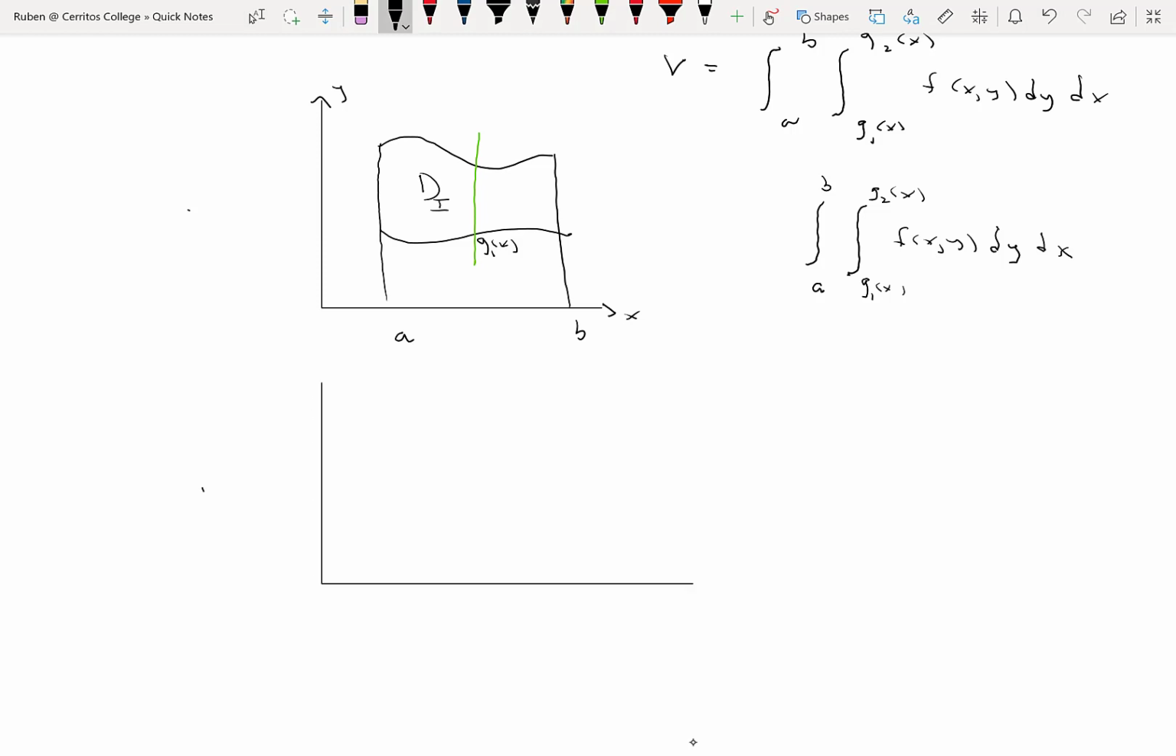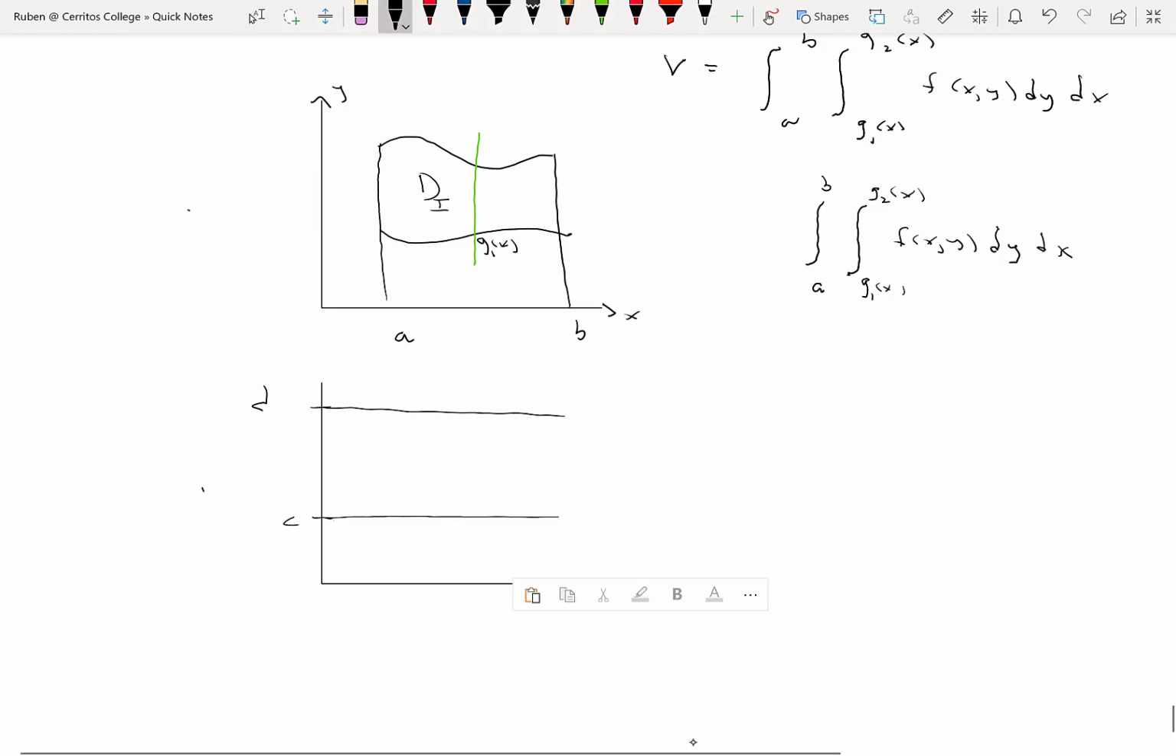The type 2 region has the y values varying between two constants, c and d, but the x values are non-constant functions. So x could be some non-constant function of y on the left-hand side, and x could also be some other non-constant function of y on the right-hand side.